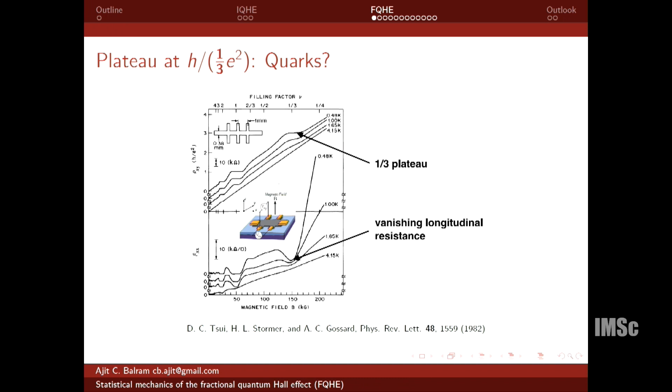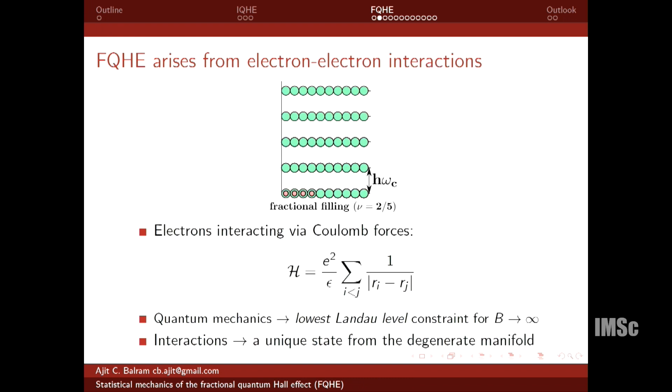So this is the question that one is trying to understand. Why is it that you suddenly get some fractionally quantized Hall resistance? So the fractional quantum Hall effect turns out to be an extremely difficult problem.